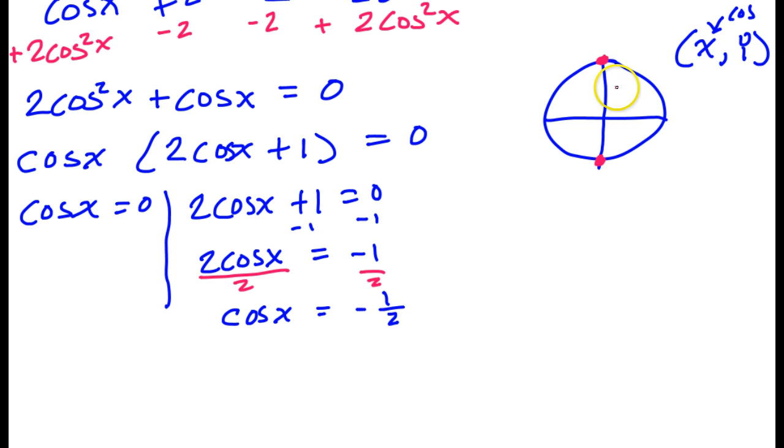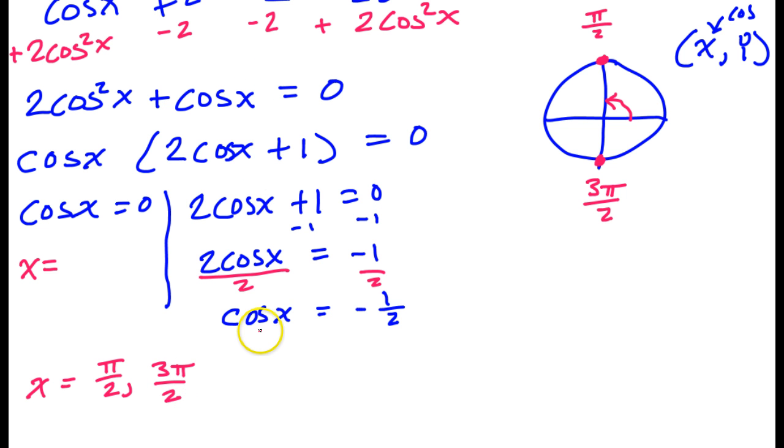So this angle is of course pi over 2. And then this angle down here, this is 1 pi over 2, 2 pi over 2, 3 pi over 2. So these are the two angles where the cosine will equal 0. So that's two answers. Okay, maybe I'll put them down here. X is equal to pi over 2 and 3 pi over 2. Okay, now at what angle is the cosine equal to negative 1/2?